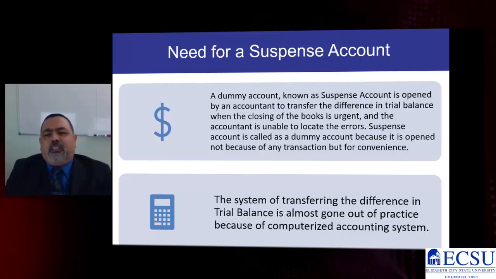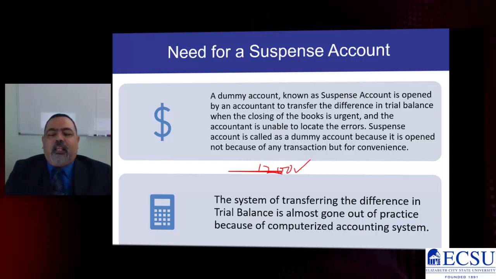Sometimes it is possible that we found a difference in the trial balance, which has not agreed, let's say by $1,200, and then we cannot find what the error was. So I'm in a hurry to close my books of accounts. So what I will do is use a dummy account known as a suspense account.